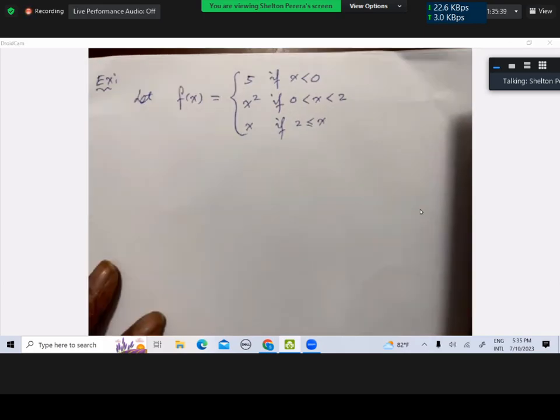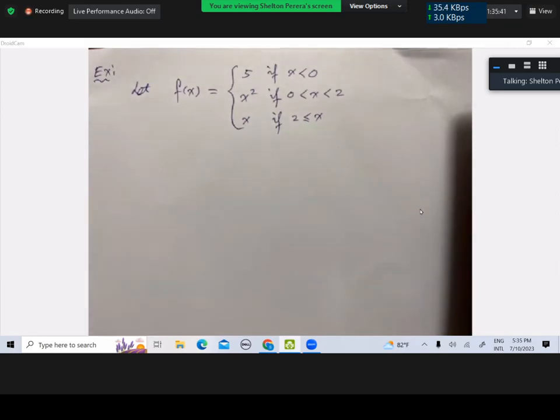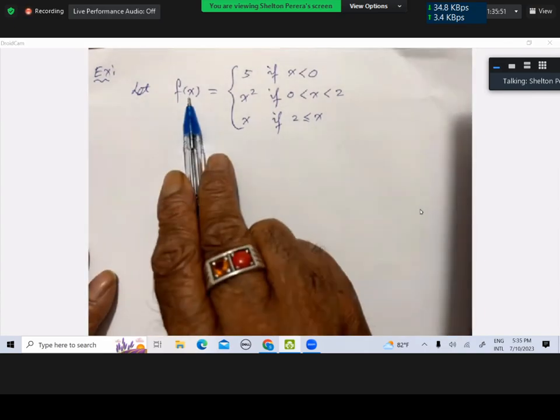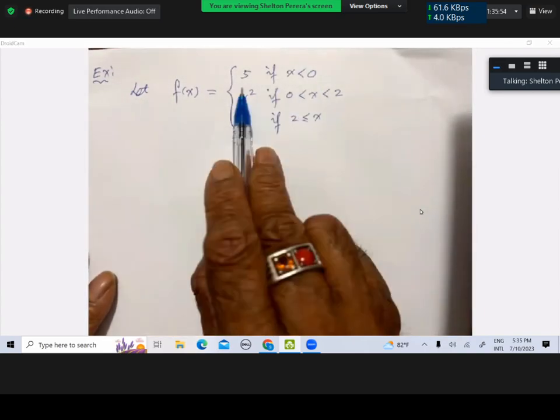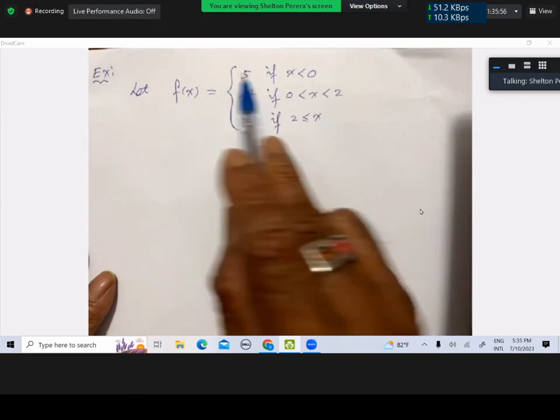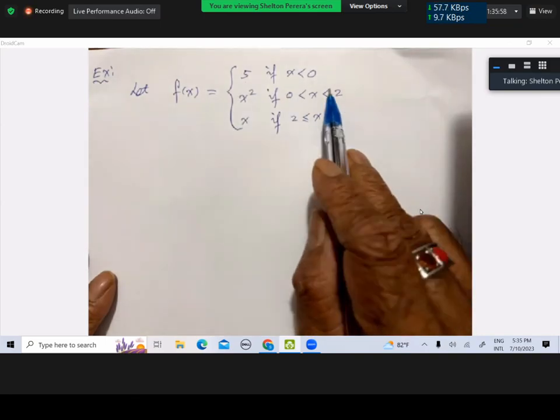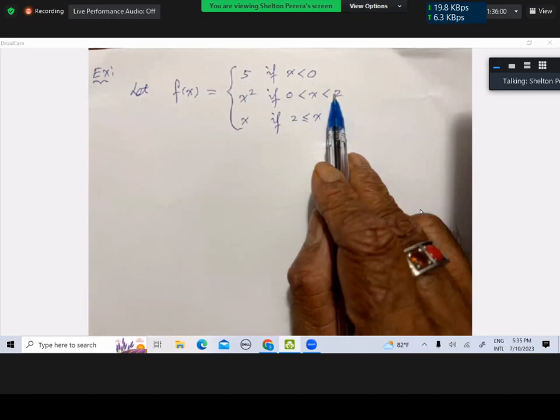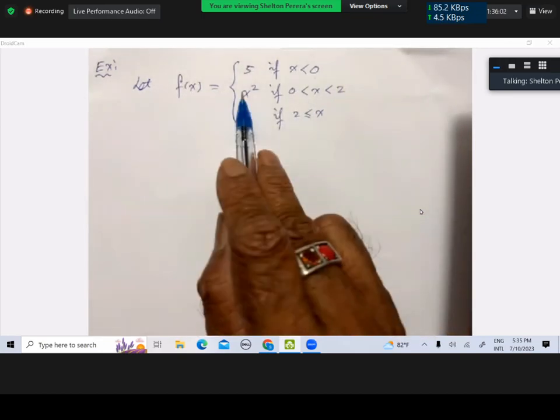Now answer these questions. It's a piecewise function. How many pieces are there? 3 pieces, depending on the input. If it is a negative input, output is to be taken to be 5. If it is an input between 0 and 2, then output is f of x equals x squared.